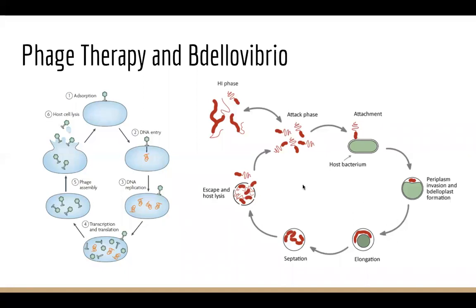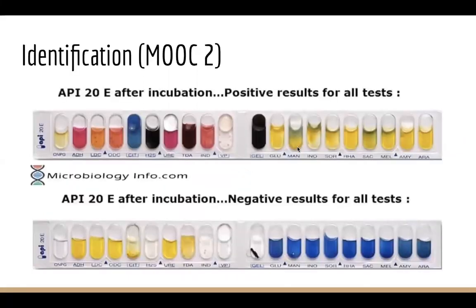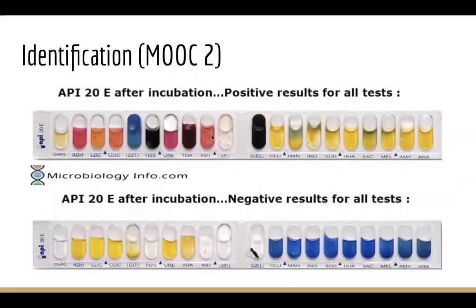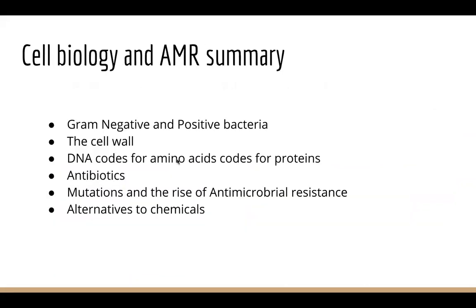So in the future, it might be that rather than using big chemical plants or discovering new chemicals, more locally we can use Delvibrio or phage therapy to solve the antibiotic crisis. And what's important about all this is that to know what phage or Delvibrio or antibiotic to use, you have to identify the bacteria. And so we're going to be talking about that next week.